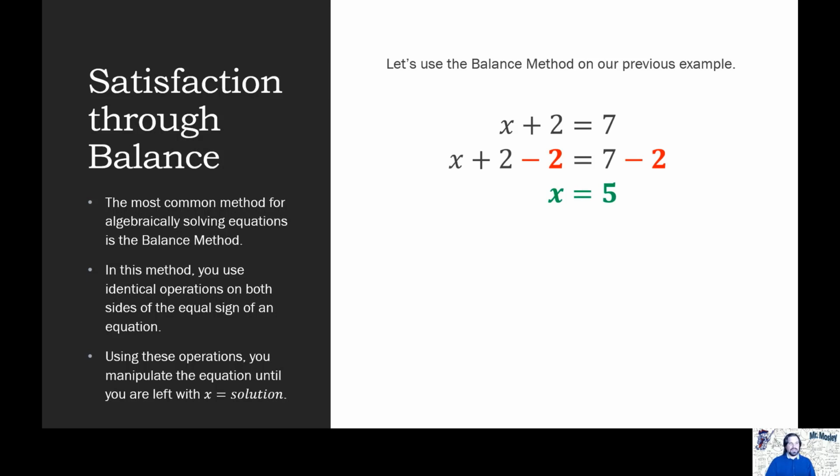And we see here that we started with our x plus 2 equals 7. And we said x plus 2 minus 2, and 7 minus 2. So I'm subtracting 2 from each side of the equal sign, thus creating balance. Subtracting 2 from x plus 2 leaves me with just x. Subtracting 2 from 7 equals 5. And I found the solution, the same solution that I came to on the previous page. 5 is that perfect number that perfectly satisfies the equation.